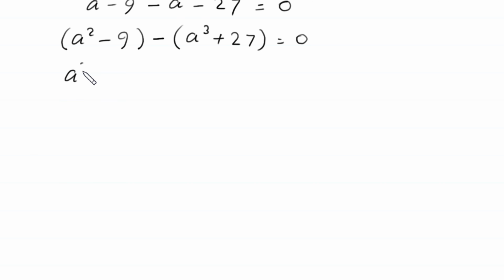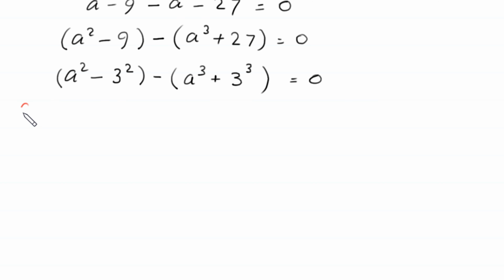Next, a squared minus this 9 can be written as a squared minus 3 squared, minus this a cubed plus this 27 can be written as a cubed plus 3 cubed is equal to 0. Now we have difference of two squares.